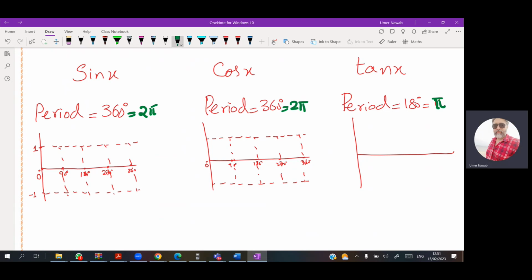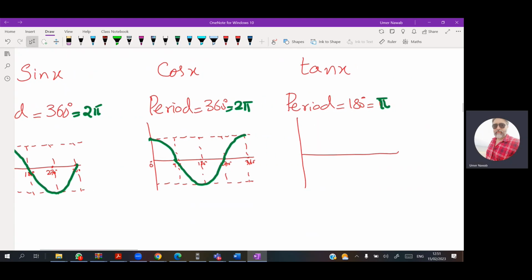So sine starts from here, goes here, and makes a complete wave. At 0, it is 0, at 90 it is 1, 180 is 0, 270 it is -1, and 360 is 0. This is the sine graph. Cosine doesn't start from the central line. Cosine starts from here, the maximum. First it comes here, then we make a wave like this, and this is the cosine graph.